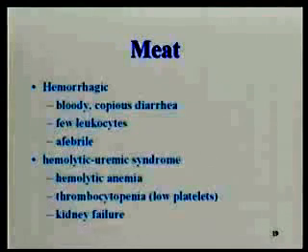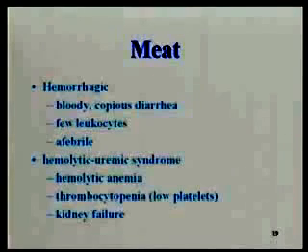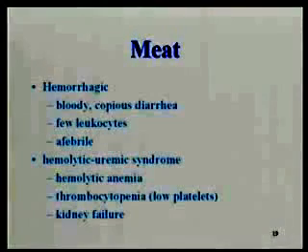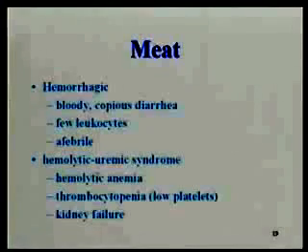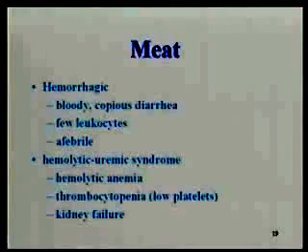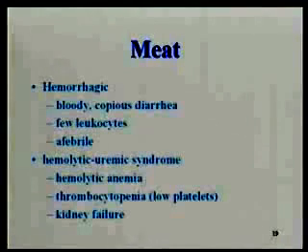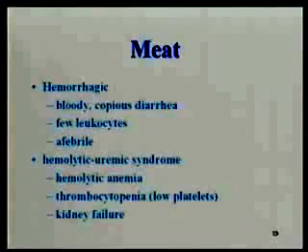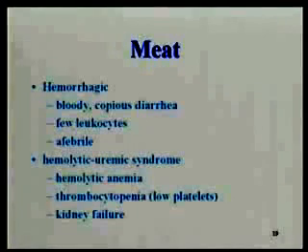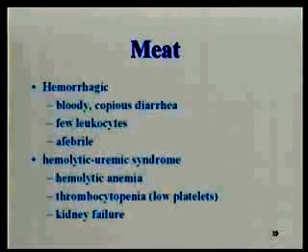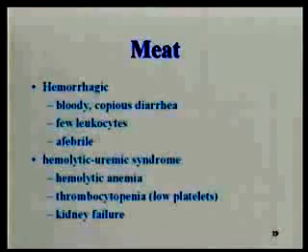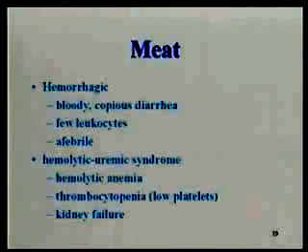But anyway, this disease, particularly with meat, hemorrhagic is the bloody, copious diarrhea, with fused leukocytes, and it doesn't usually produce a fever. When it's referred to as hemolytic uremic syndrome, which is the nastier form of it, you see a hemolytic anemia, a thrombocytopenia, and kidney failure, and that's why this disease is such a problem, because the organism gets into the bloodstream and again descends from the bloodstream through the kidney and can cause kidney failure.